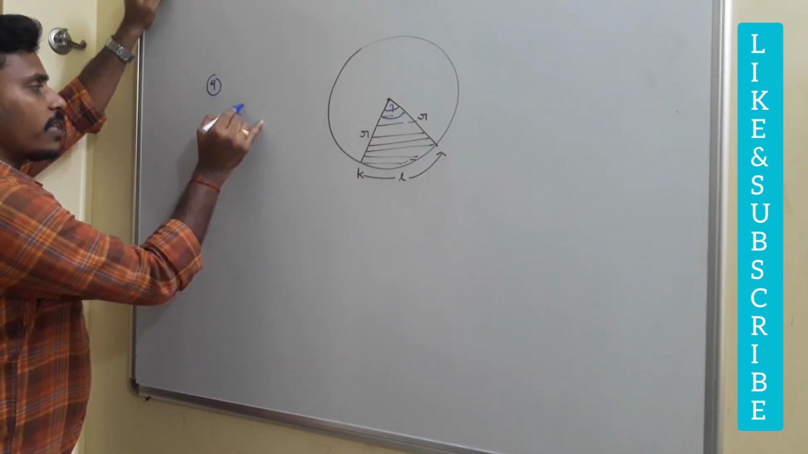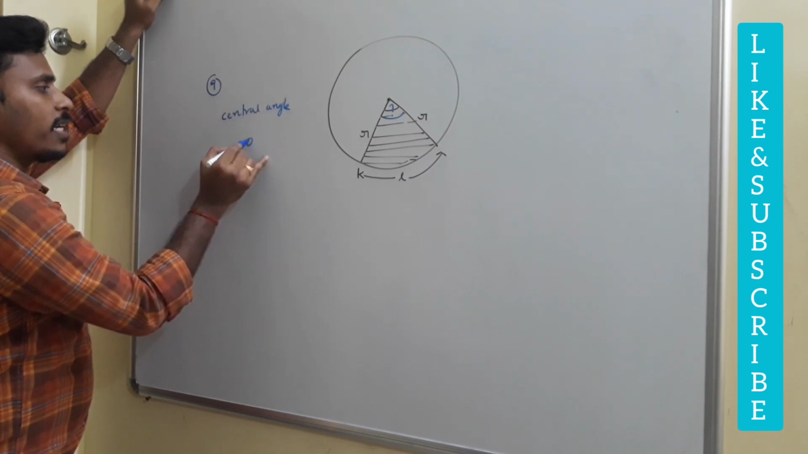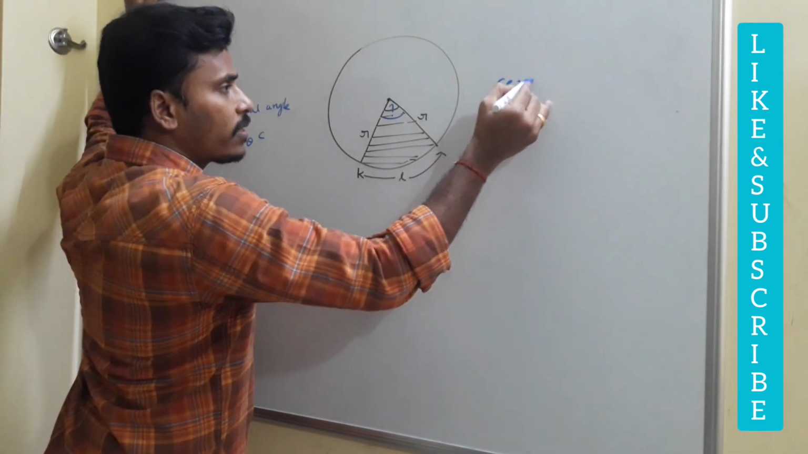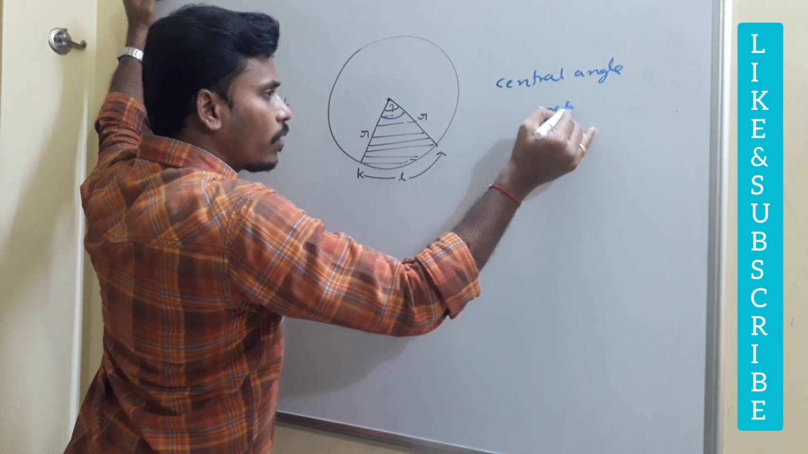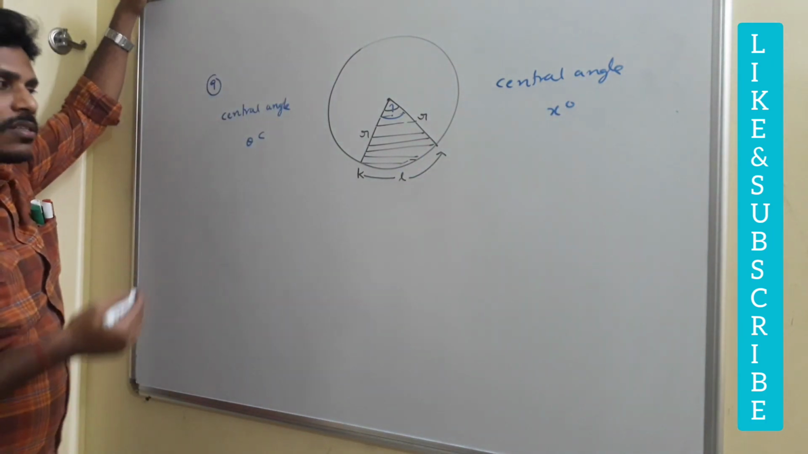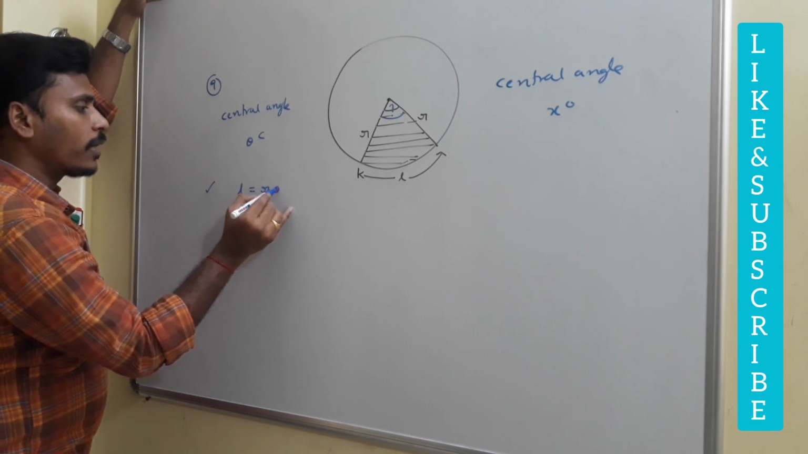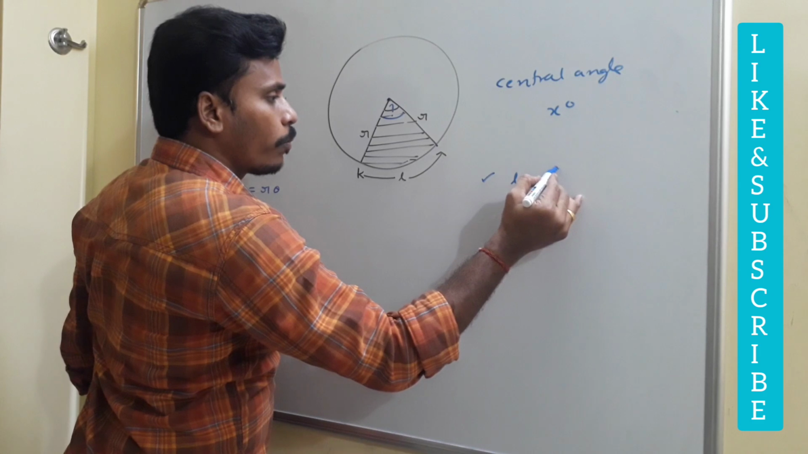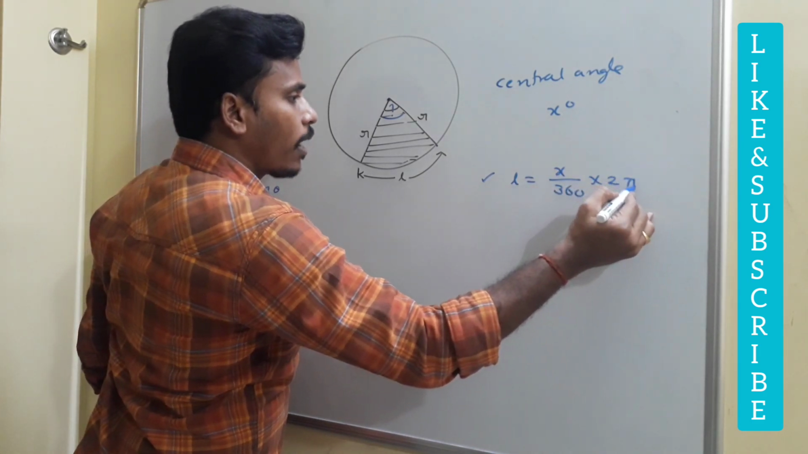If the central angle is theta radians, you need to use a few formulae. And if the central angle is some x degrees, you need to convert the degrees into radians and then utilize the same formula. Here the first thing is L is equal to r theta. And here the first thing, length of the arc is equal to x by 360 times 2 pi r.